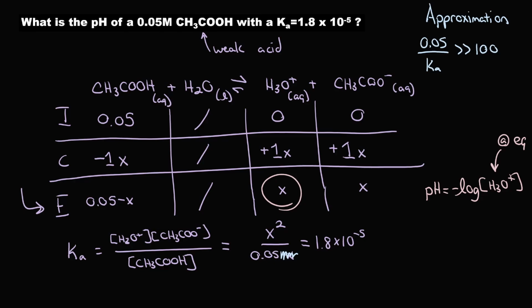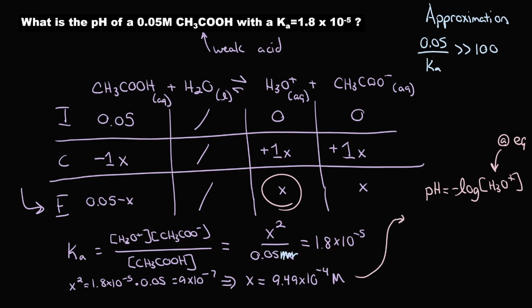So now we have an easy way to solve for X, where X squared is equal to 1.8 times 10 to the minus 5 multiplied by 0.05 from the denominator, which is just equal to 9 times 10 to the minus 7. And so when you take the square root of both sides, you'll end up getting that X is equal to 9.49 times 10 to the minus 4th molar. And since this is just our concentration of H3O+, we could plug it into our pH equation. And our pH is just going to be the negative log of our X, or 9.49 times 10 to the minus 4th molar. And so we get pH is just going to be 3.02.